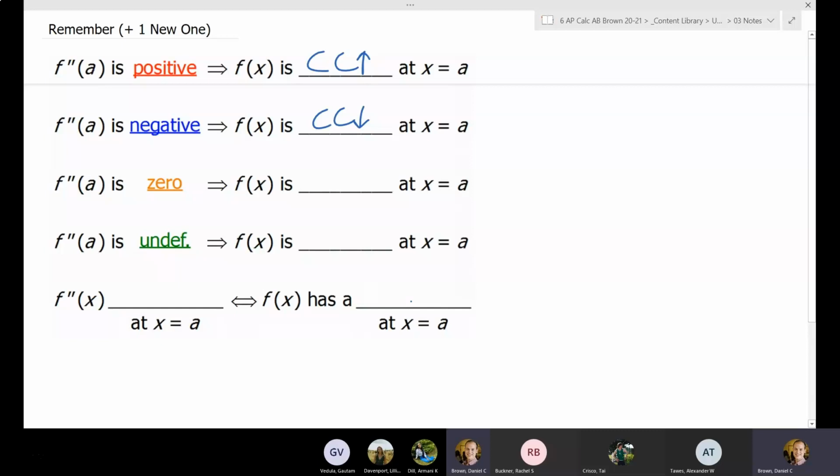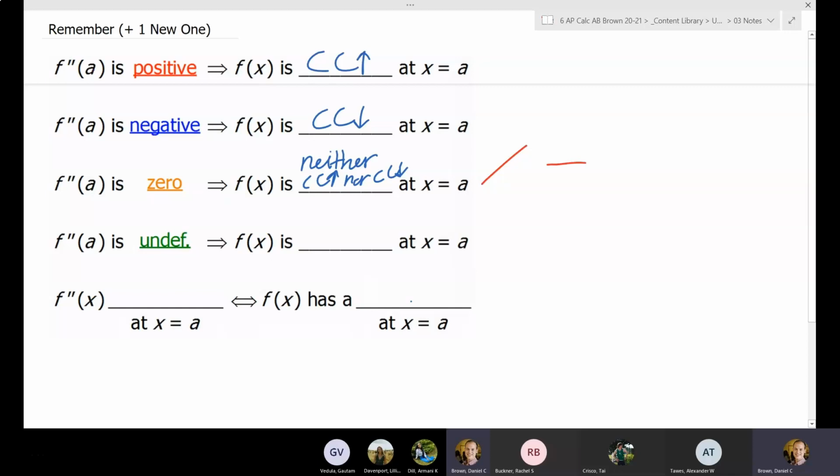When f double prime is 0, I'm going to think of this as just neither concave up nor concave down, which can look several different ways. An example of something that would be neither concave up nor concave down would be a straight line. A linear function has no concavity. Even if that linear function is horizontal, still no concavity.